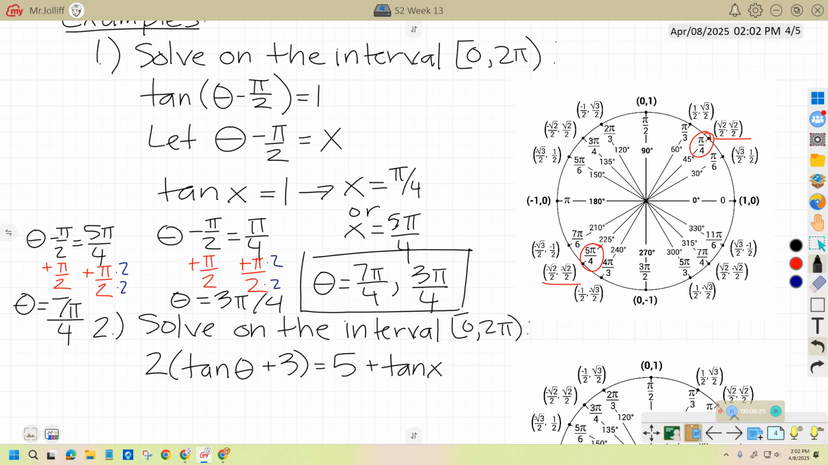So it matters whether the algebra is outside or inside the trig function. If it's outside the trig function, do the algebra first. If it's inside the trig function, do the unit circle first, algebra last.